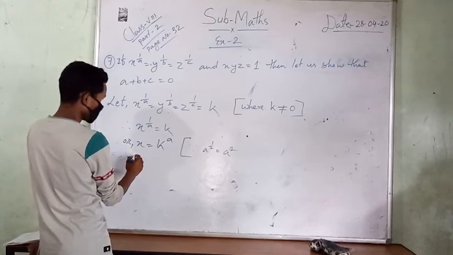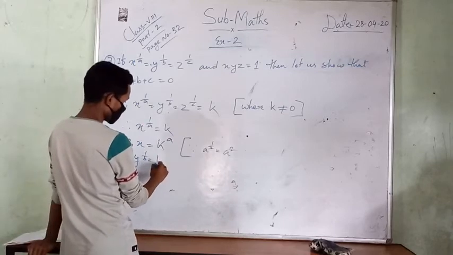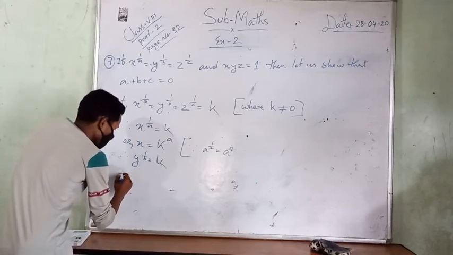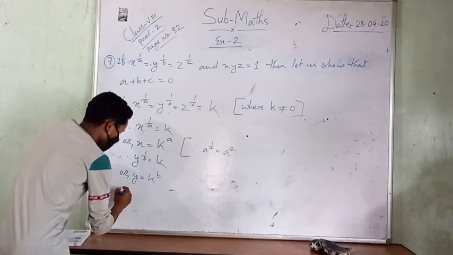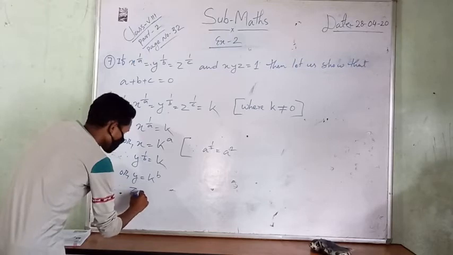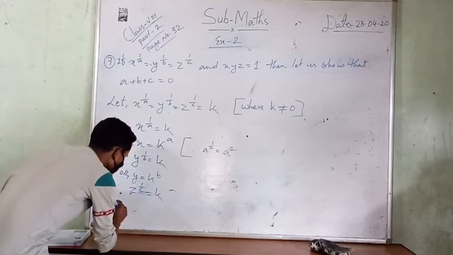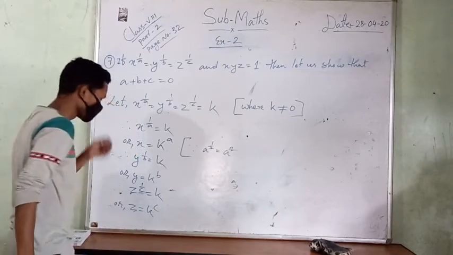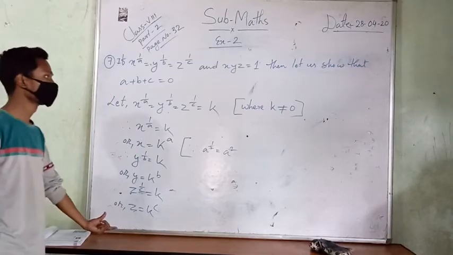So similarly, y to the power 1 by b equals k, or the value of y is k to the power b. Z to the power 1 by c equals k. So therefore the value of z is k to the power c. Okay, that is done.